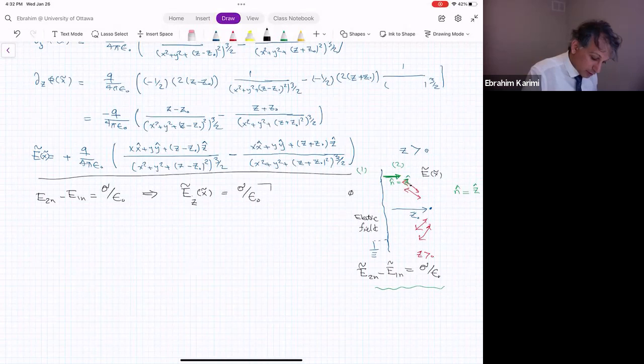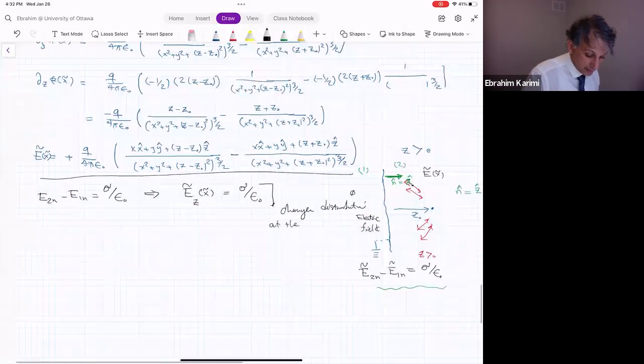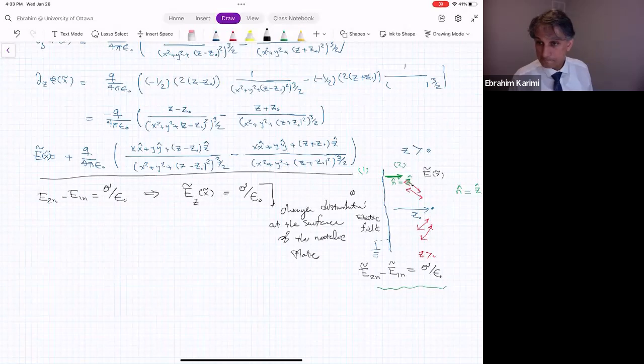What is sigma? The charge distribution at the boundary, at the surface of the metallic plate. All right. So then I will write that sigma is equal to epsilon naught times only the z component. The z component means what? This one with the negative sign.